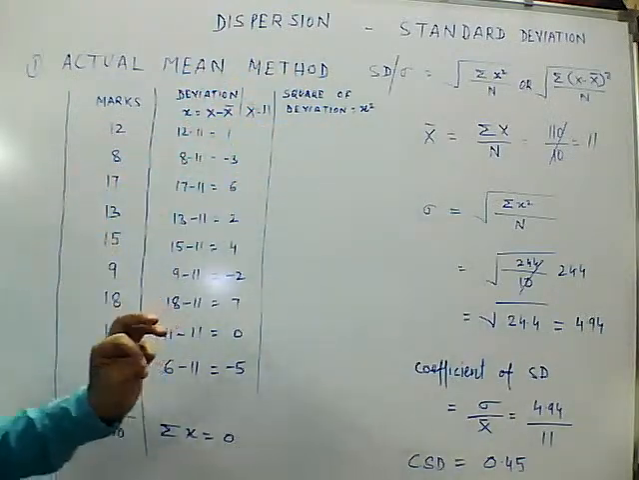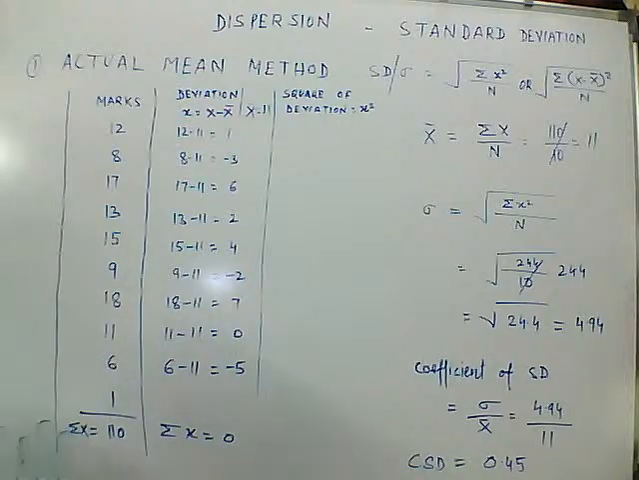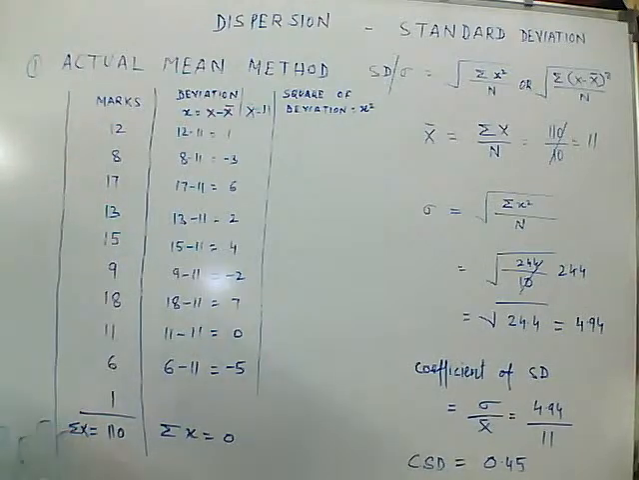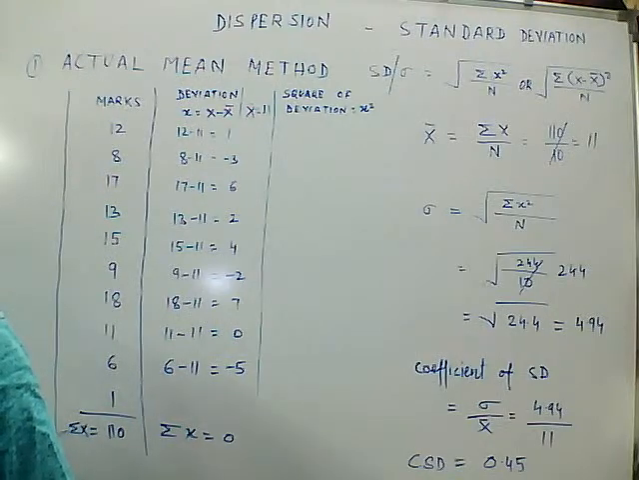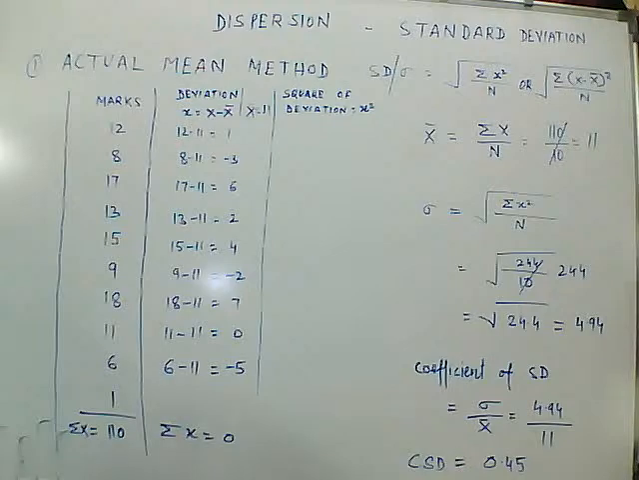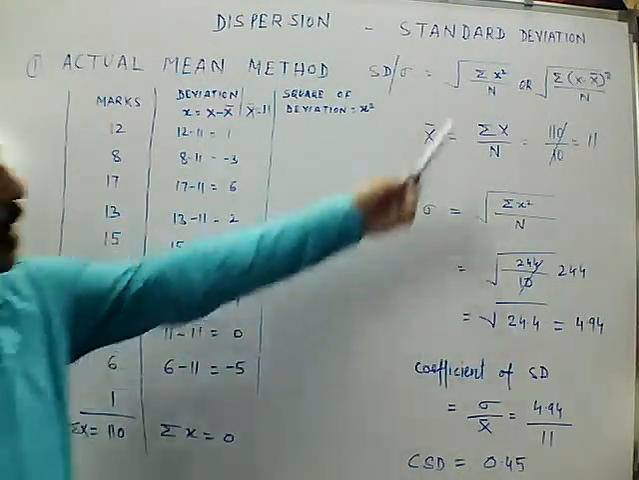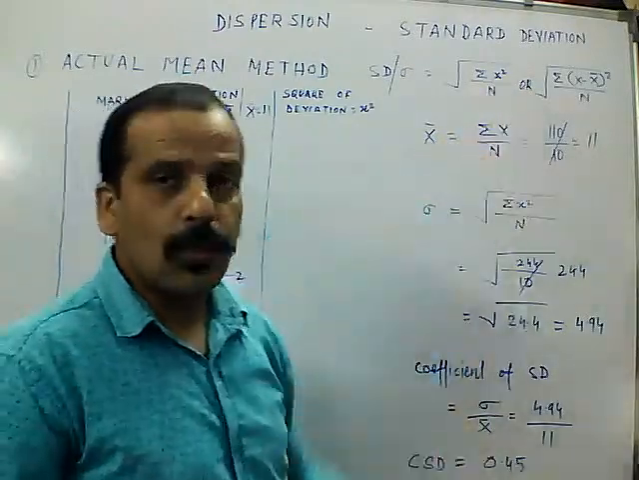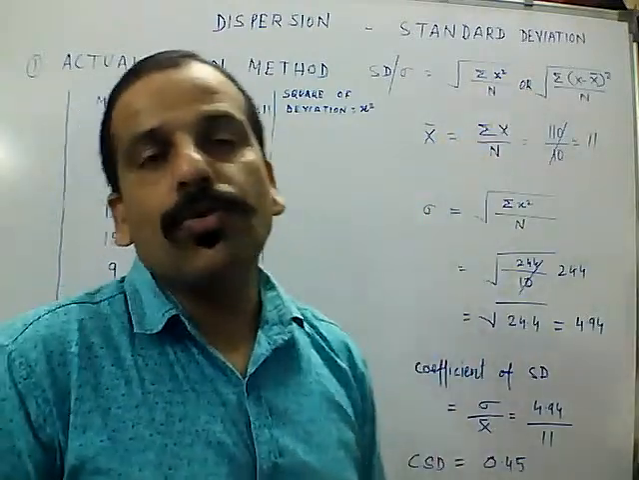So here marks. Do the sum of marks. So total marks are 110. Now after this, what we have to do? Number of observations, because here divided by n stands for number of observations. So number of observations, now you have to calculate.